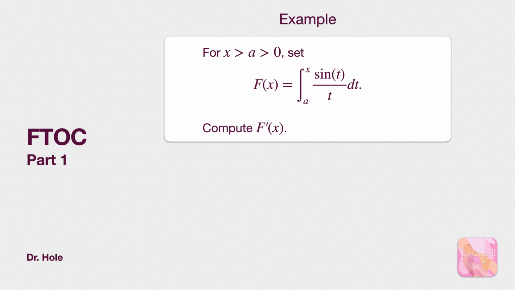All right. So capital F is defined as a definite integral. Take a look on the left-hand side. Capital F is a function of what variable? It's a function of x. Take a look at the bounds of the definite integral. The lower bound is a constant a, and the upper bound is a variable x.